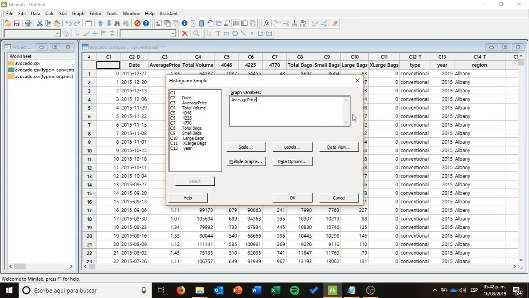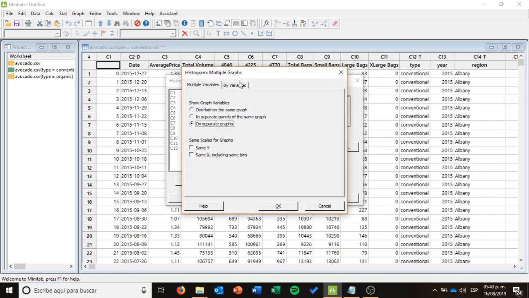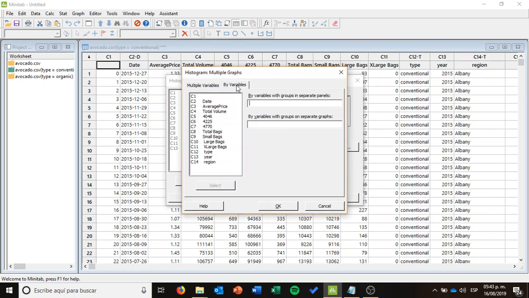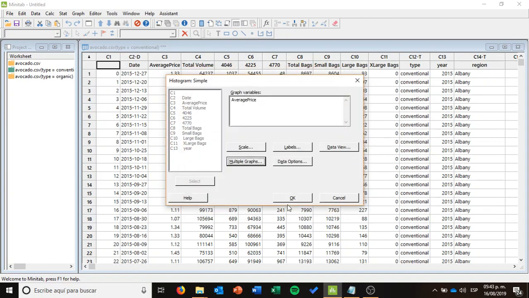So I just double click on the average price and I have a huge histogram of everything that is in my database. But just look carefully, I have several regions, and one of those regions is the US total. So probably it's not a good idea to get everything together. What I'm going to do is select Multiple Graphs. In the By Variables menu, I'm going to select groups in separate panels, particularly by region, so I just double click on it. And look carefully at what's going to happen. Instead of one huge histogram, the result is going to be a matrix of several histograms.